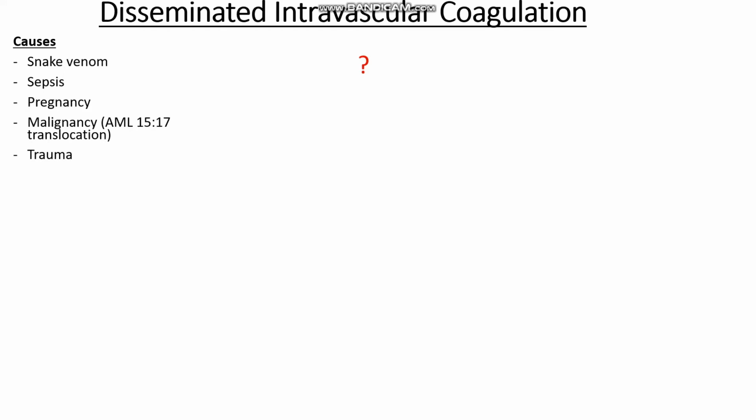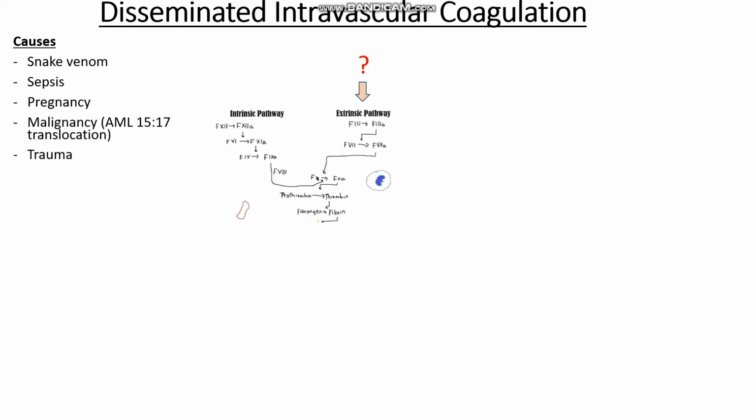And a good acronym to remember this is snake spit poisons many times. So snake for snake venom, spit for sepsis, poison for pregnancy, many for malignancy, and times for trauma. And we know that this process actually goes on to activate our clotting cascade inappropriately by activating factor 7A. So factor 7 and factor 3A is activated in an inappropriate manner, and therefore this kickstarts the clotting cascade.